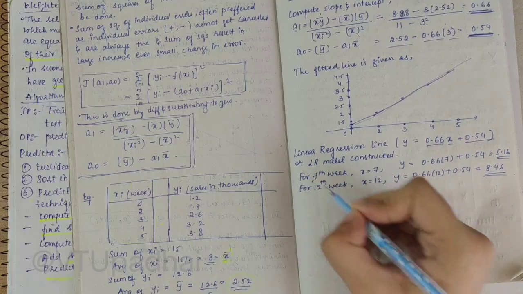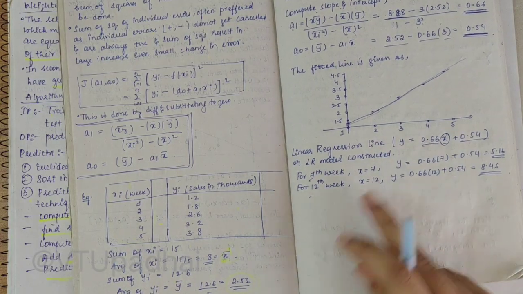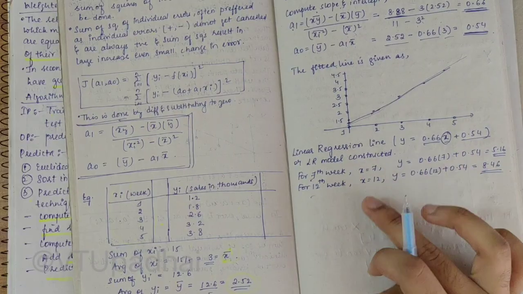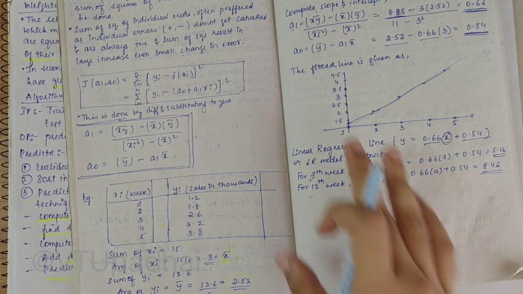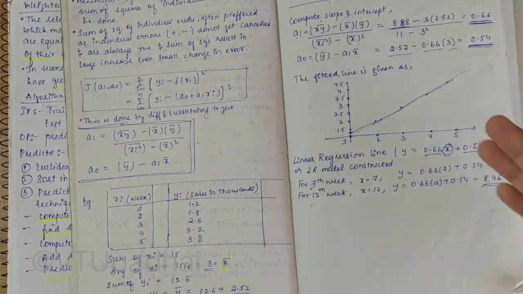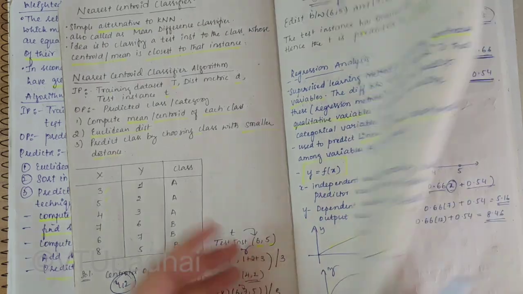Now in the question they have asked for 7th week and 12th week. So with this equation it is easy to predict. I just have to change the value of x here. When I substituted the value of x to be 7 and 12, I got 5.16 and 8.46 respectively. So these are the predictions which I'm able to perform. Okay, so that is about linear regression and regression analysis.